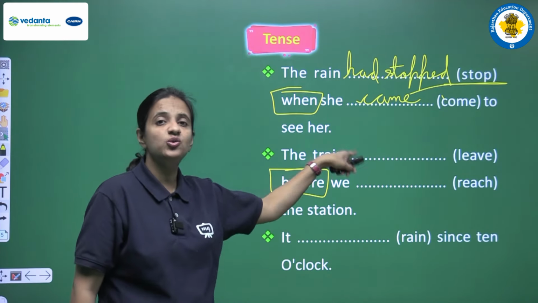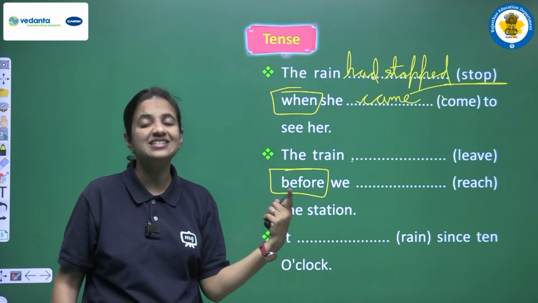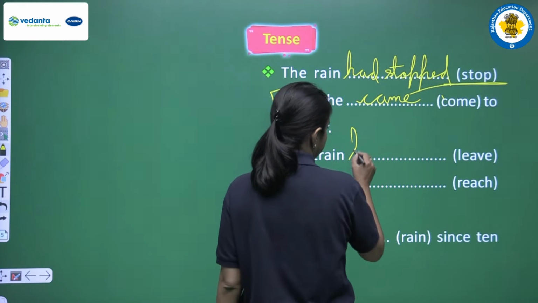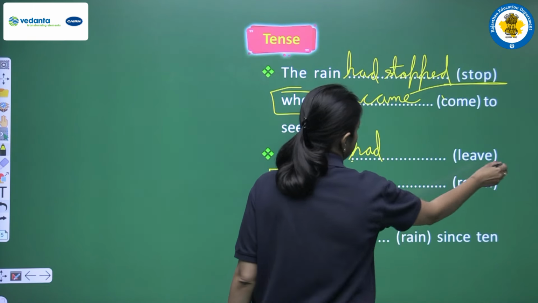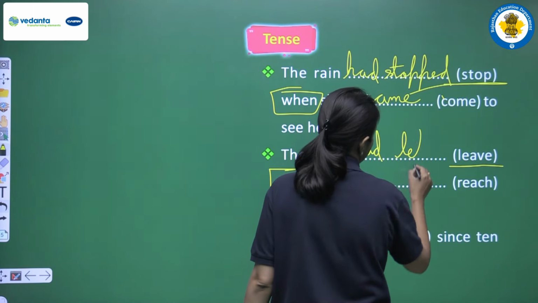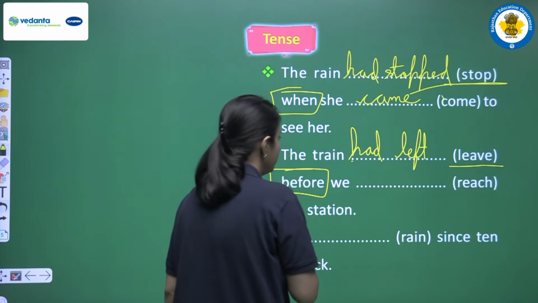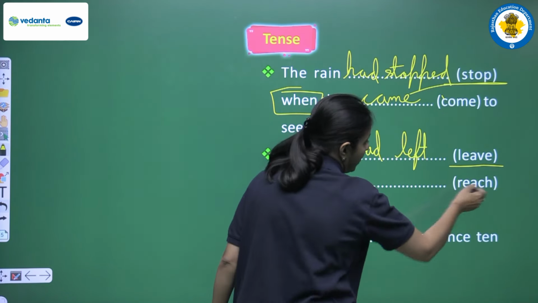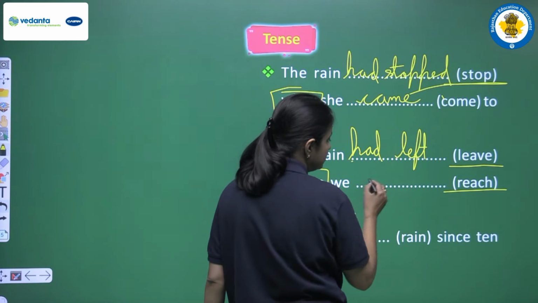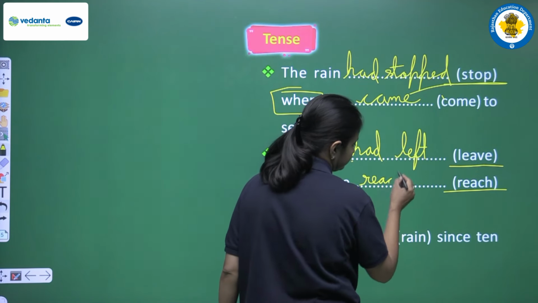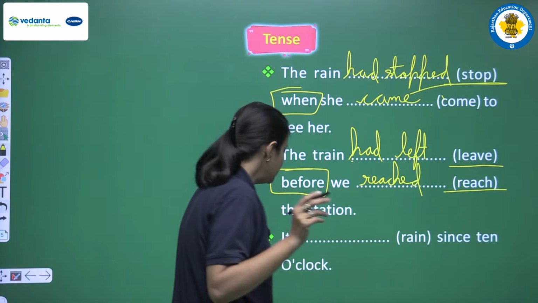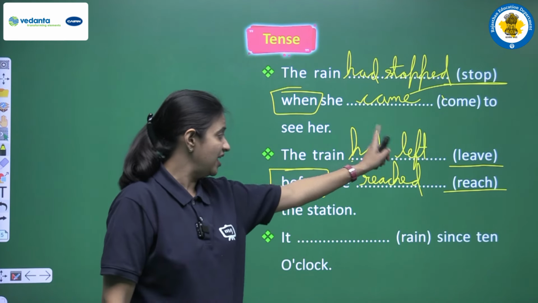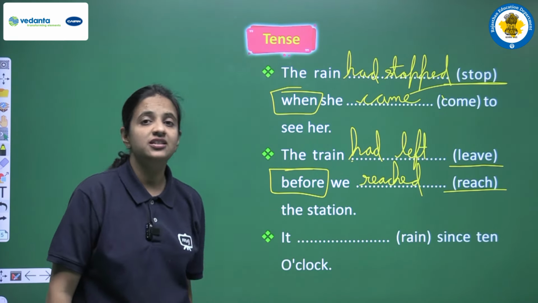So here we will use past perfect tense, and yes, past perfect means had plus third form. So first of all we will use had. Third form of leave is left. So we will write: the train had left before we. Past simple means second form. Before we reached the station. So the sentence will be: the train had left before we reached the station.